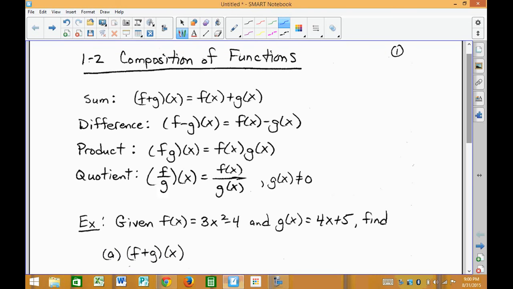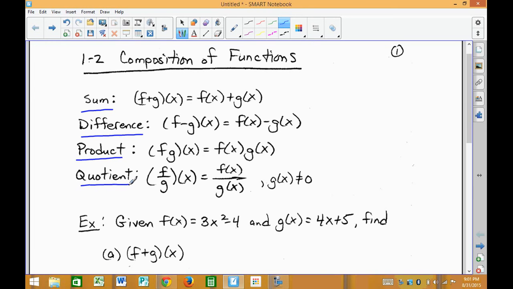So we can combine 2 different functions, say f of x and g of x, using addition. We call that the sum. We can subtract f of x and g of x. We call that difference. We can multiply f of x and g of x. We call that the product. And we can divide f of x and g of x. We call that the quotient.